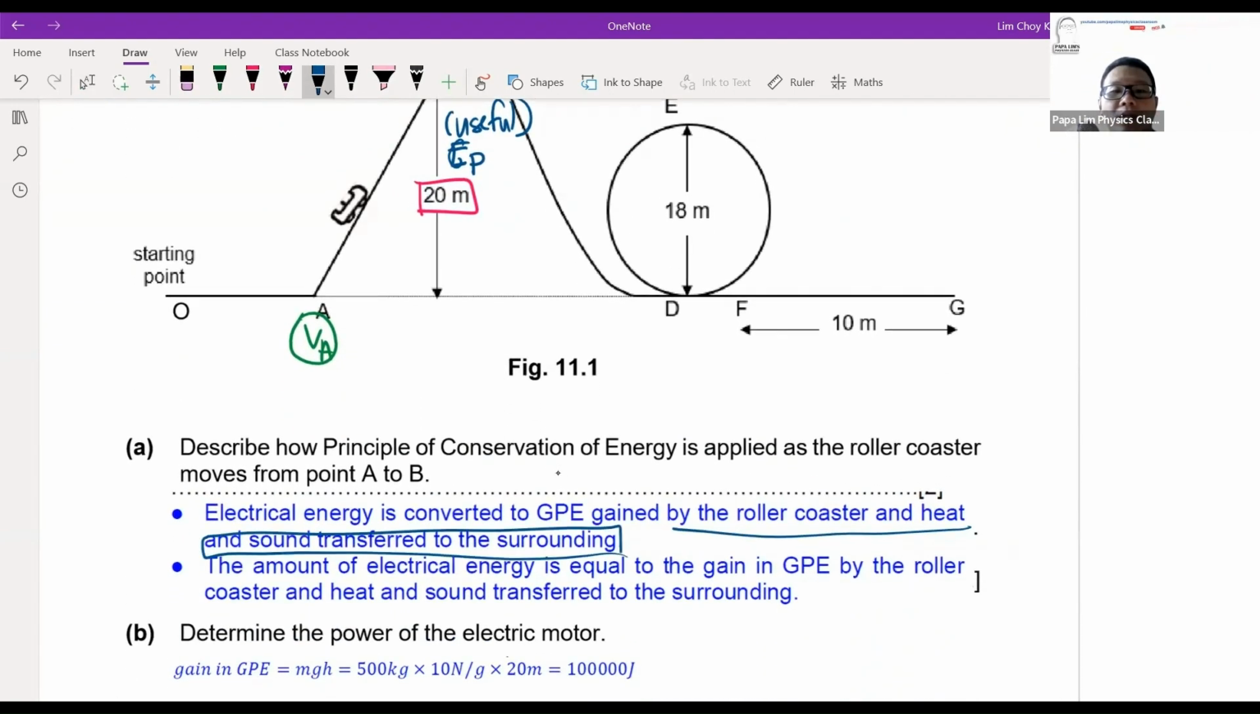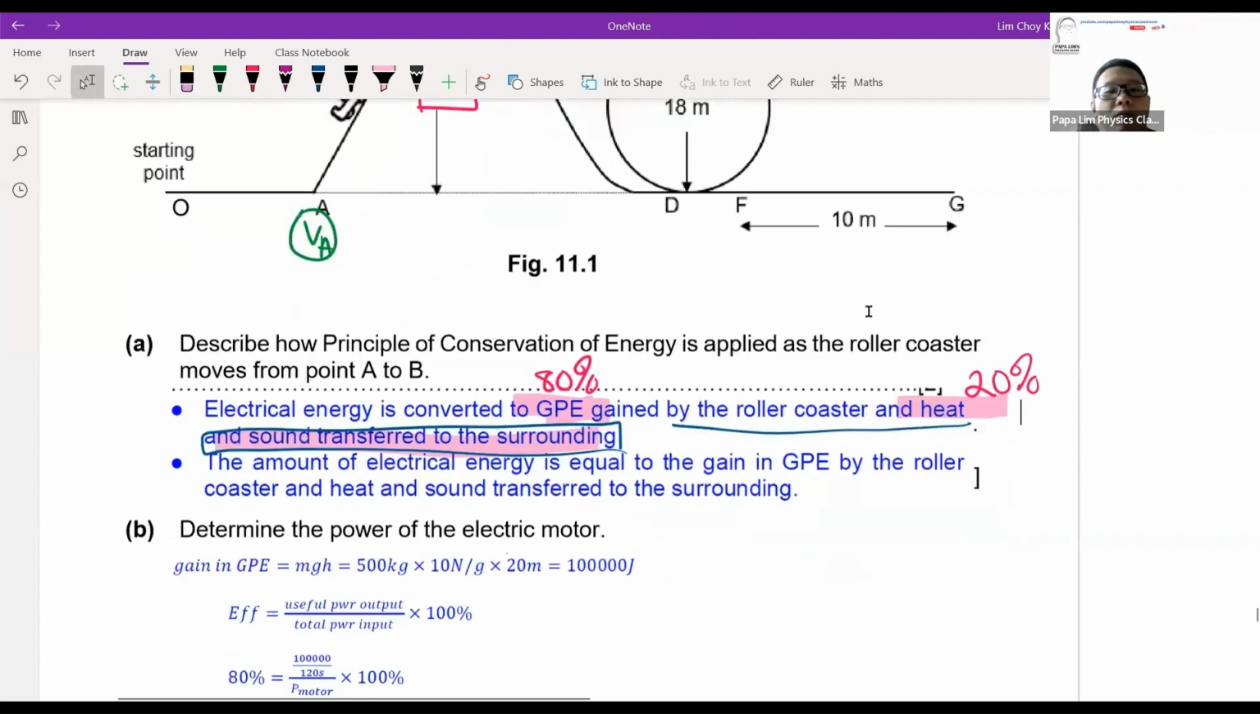This is the conversion that we are looking at from A to B, whereby the electrical energy from the motor is converted to GPE and also to heat loss to the surrounding. So the conversion here is not just one form to another form. It's one form, the electrical energy, converted to multiple forms. One of the main forms is 80%, which is your gravitational potential energy. The other 20% is your heat loss and your sound, your losses to the surrounding. So this is what we mean by the conservation of energy.